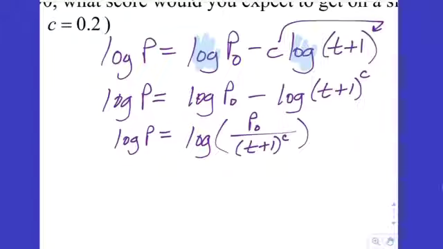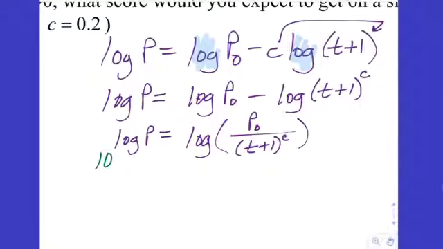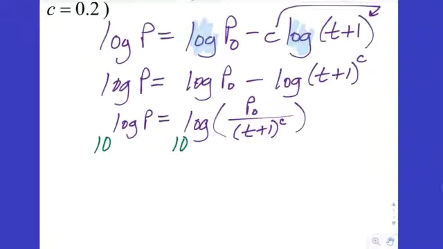Now you have log equals log. So you can do one of two things. Because logs are one-to-one functions, you could drop the logs and equate the arguments, but it's the same thing as essentially exponentiating both sides base 10. So what is 10 to the log base 10 of p? It's just p. And 10 to the log base 10 of blob on that right side is just the blob, p sub o over t plus 1 to the cth power.